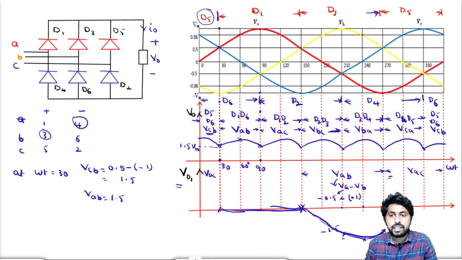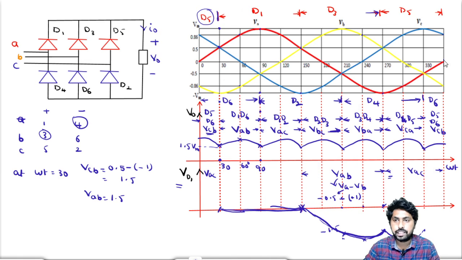If I find the VAC at this point, A is 0.866 and C is minus 0.866. So again it will be minus root 3, so it is 1.5 and it is root 3. Again it will be like this. At this point VC equals 0.866, that is root 3 by 2.